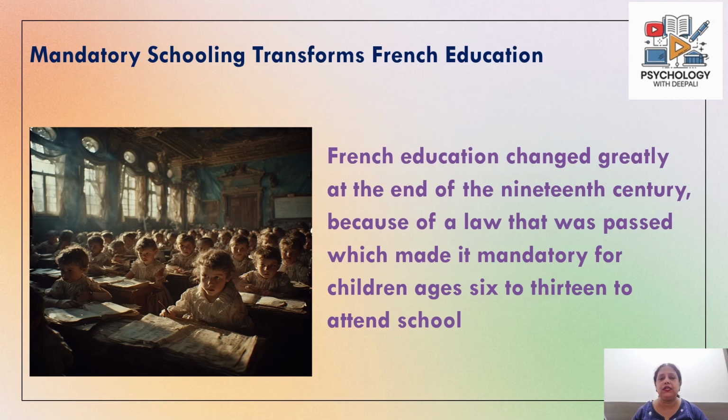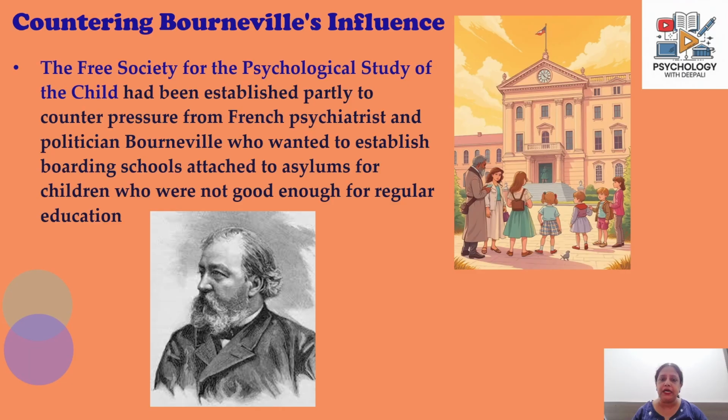But there were certain viewpoints in France at that point of time which believed that children who were not fit for education should be sent to a separate kind of institution. One proponent of this view was Bournville, a French psychiatrist and politician. He felt that there should be certain boarding schools established in connection with asylums, and children who were unfit for regular education should be educated there.